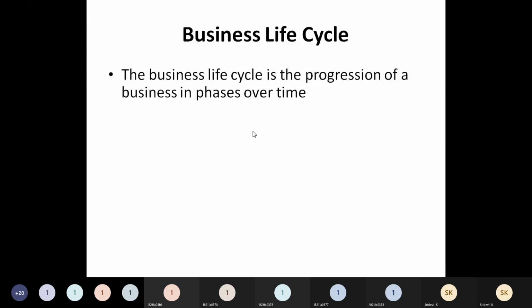Business life cycle. Here, we are going to find out what are the different phases that a business is going to come across over a period of time. Because every business will be having ups and downs, no? So different phases it is going to come across. All those phases we are going to discuss today under this business life cycle.